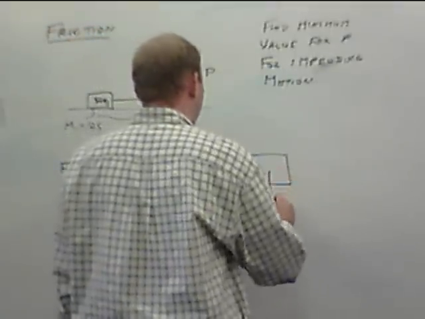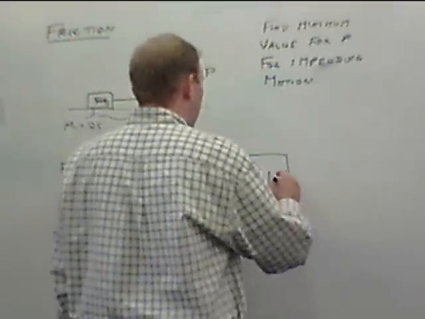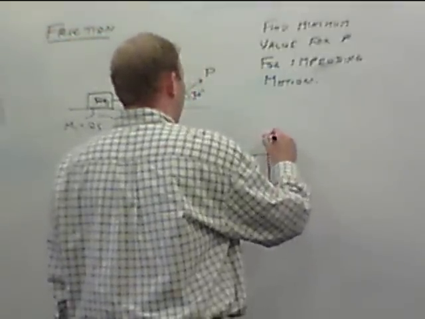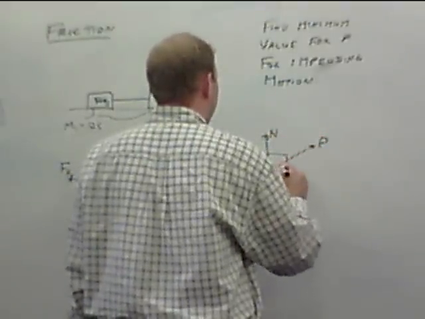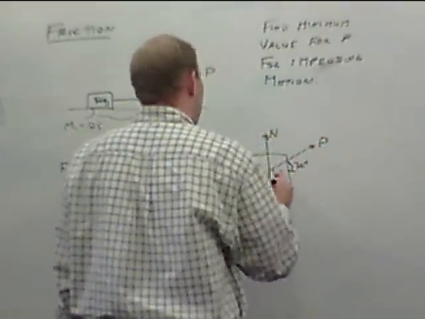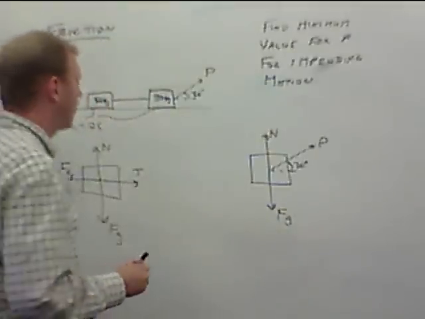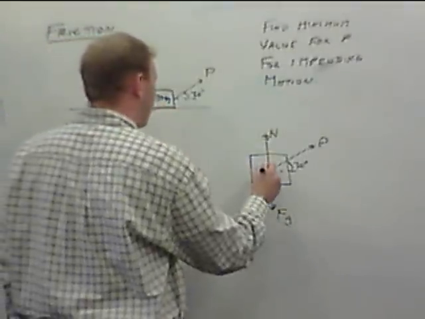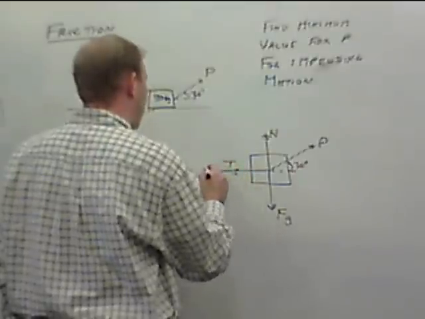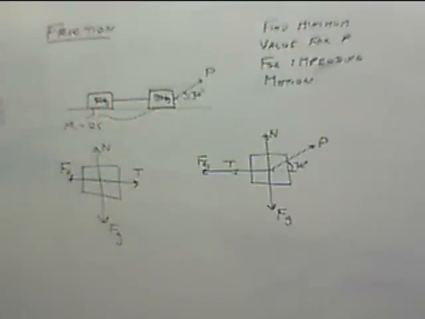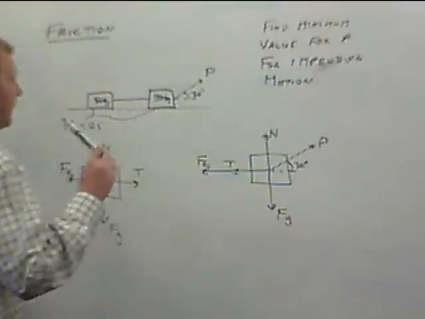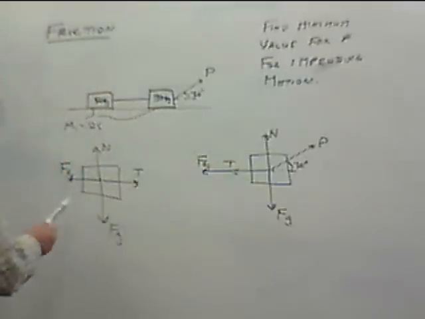We're still going to have weight, and it's still going to have a normal force. We're going to have this pulling force P up at 30 degrees above the horizontal. Acting to the left here, we have two forces. The string is pulling back, and we have a force of friction. Okay, so we have a couple of things going on here. We have, in this case, a couple of unknowns.